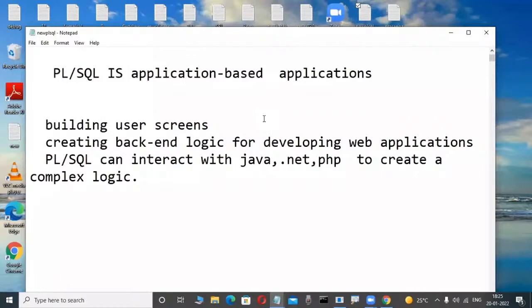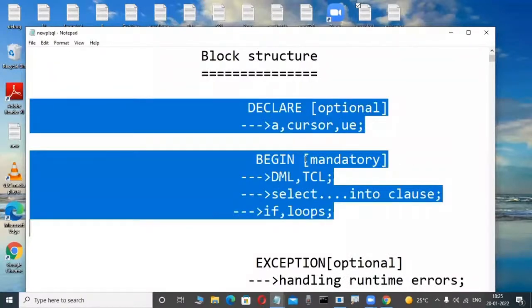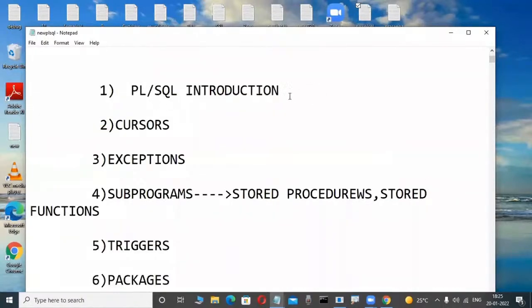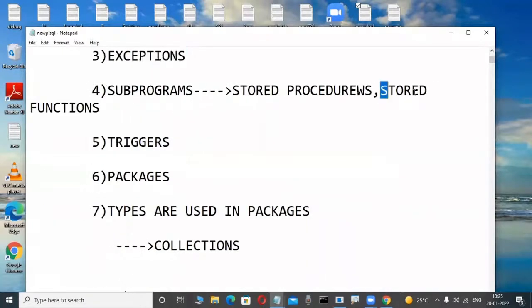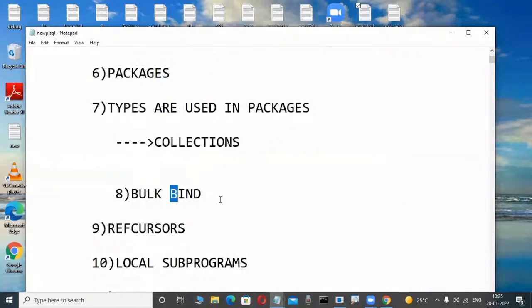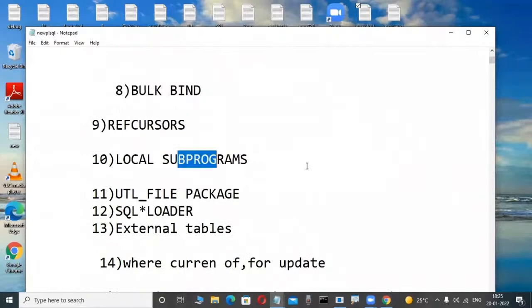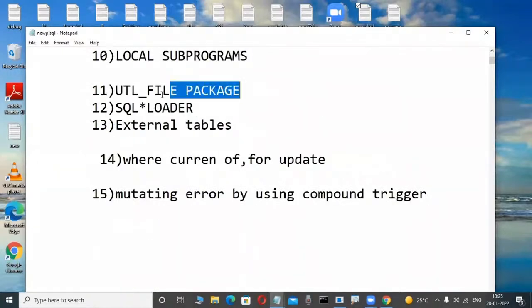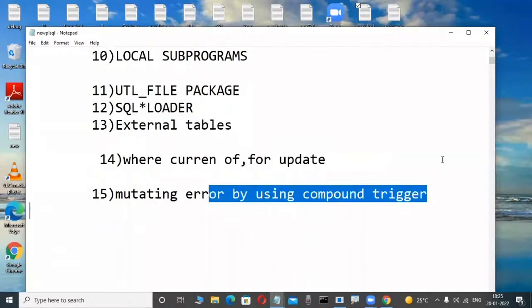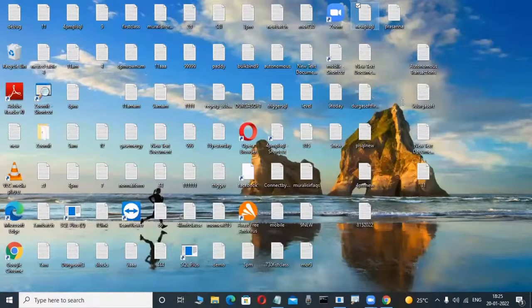In PLSQL you write this type of little bit of coding. In that there are cursors, exceptions, stored procedures, stored functions, triggers, packages, types, collections, bulk bind, ref cursors, local subprograms, UTL file packages, SQL loader, external tables, so many things like this. So much syllabus is there.